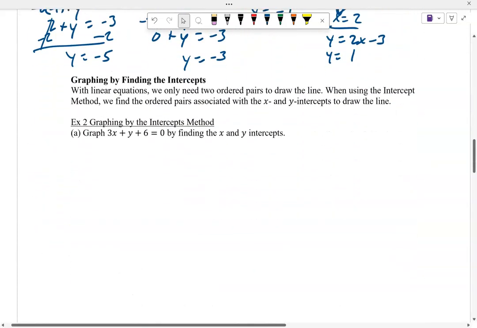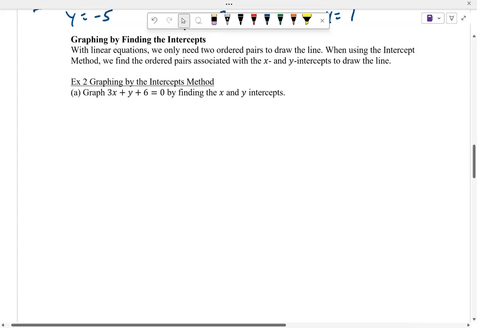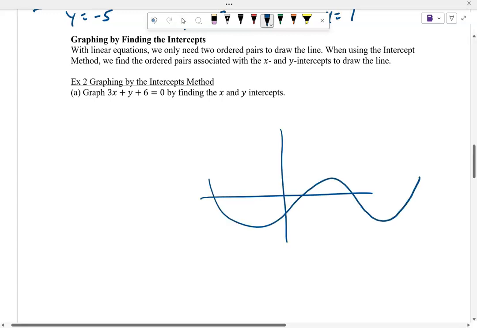Okay. Now let's plot a different way now. Let's plot by finding what's called my intercepts. And let me give you a curve. This is not linear, but let me give you one that crosses the x-axis a few times here.